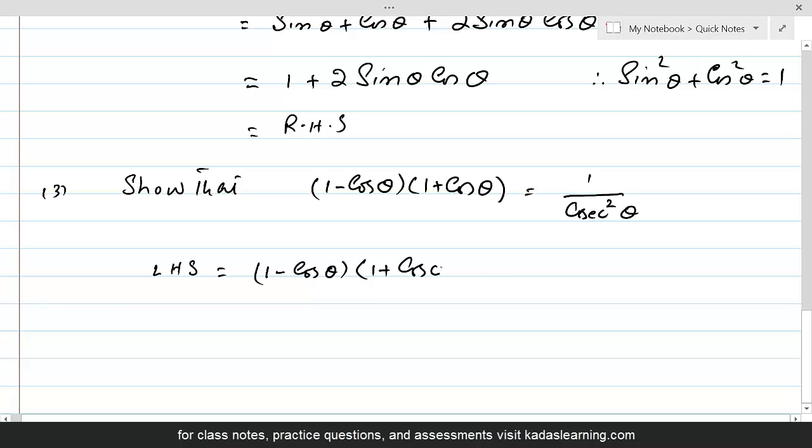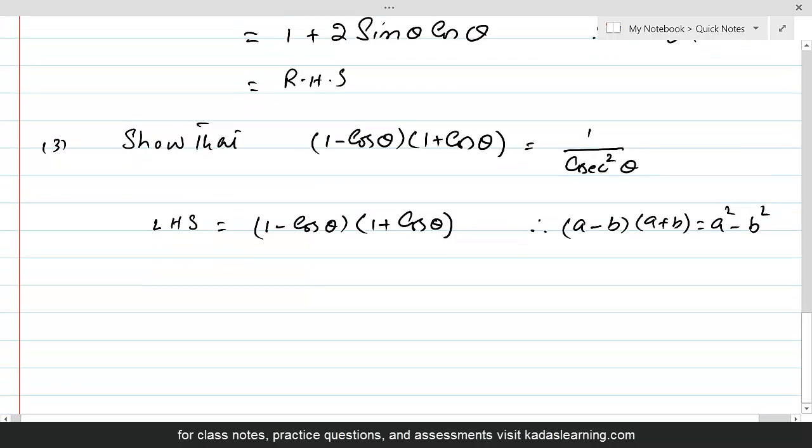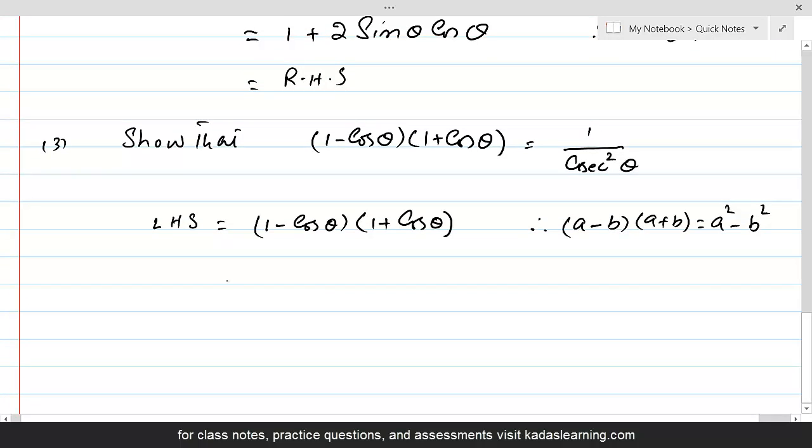Simply by looking at both of these terms, it reminds me of formula in algebra which says a minus b into a plus b is equal to a square minus b square. Difference of the perfect squares formula. So if we apply that formula, this becomes equal to 1 square minus cos square theta, and 1 square is 1, so this is 1 minus cos square theta.